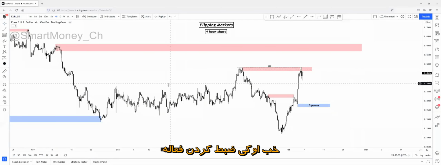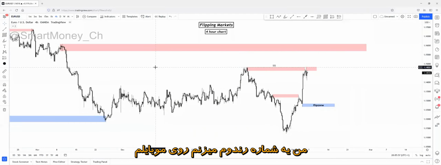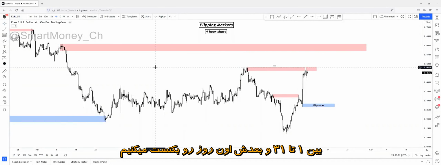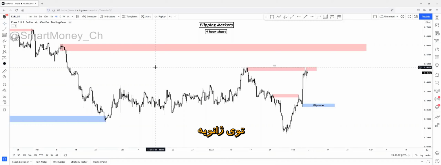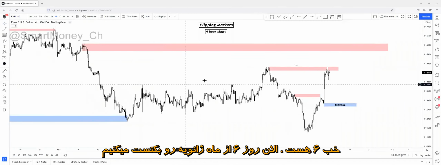And it's on. Okay, perfect. So I will just generate a random number on my phone between 31 and 1, and we will test that specific day in January. So random number generator, 31. Okay, and it's 6. So we are going to backtest the 6th of January.